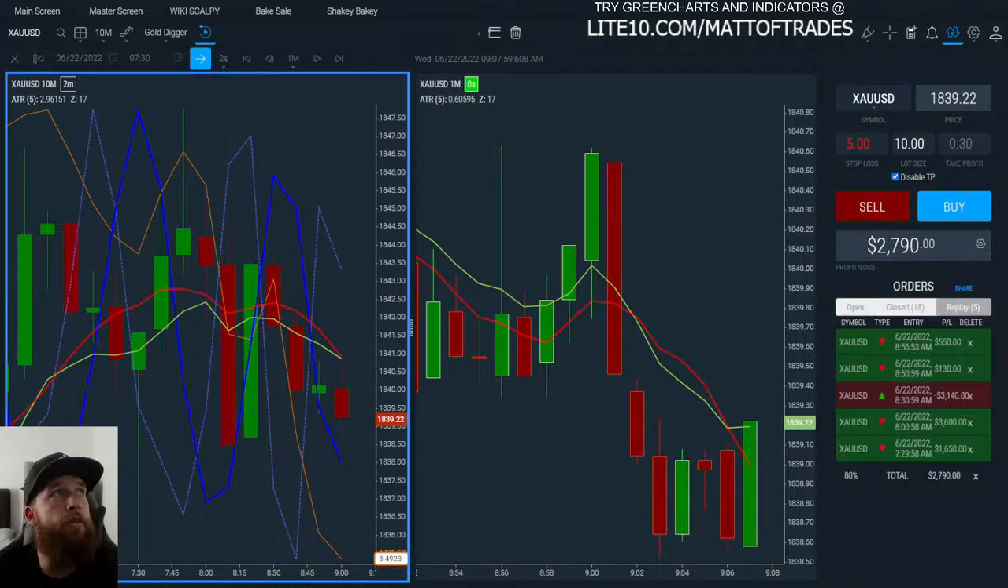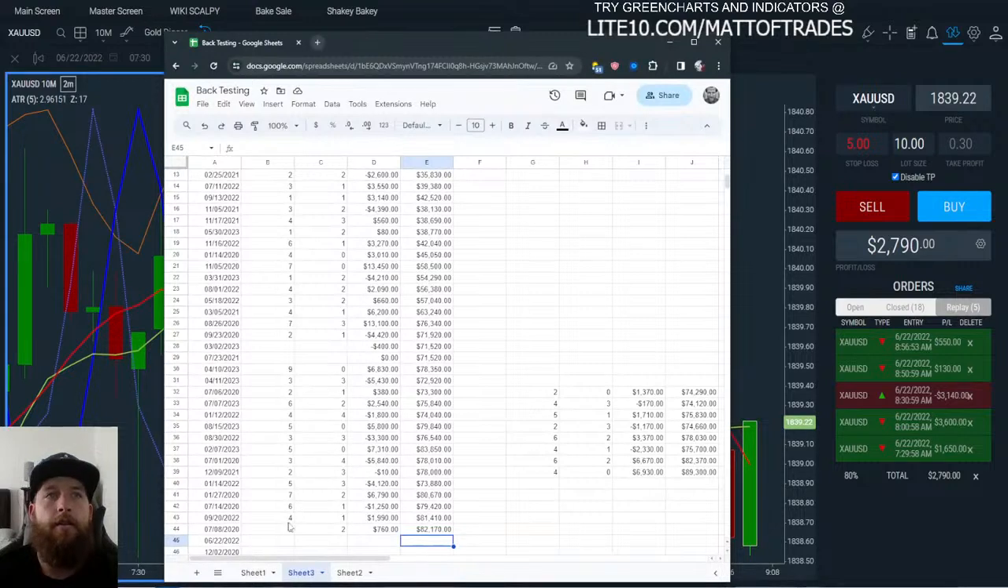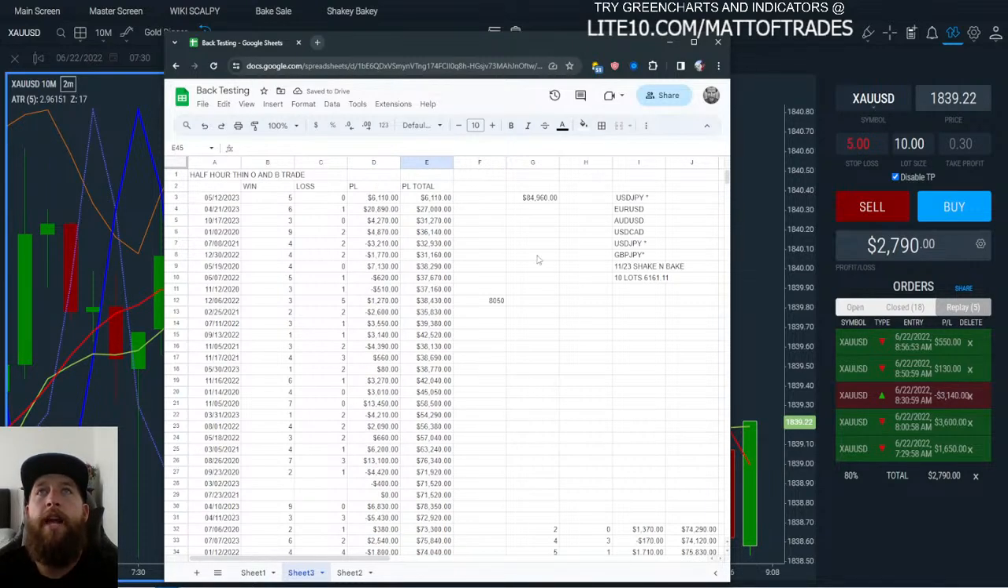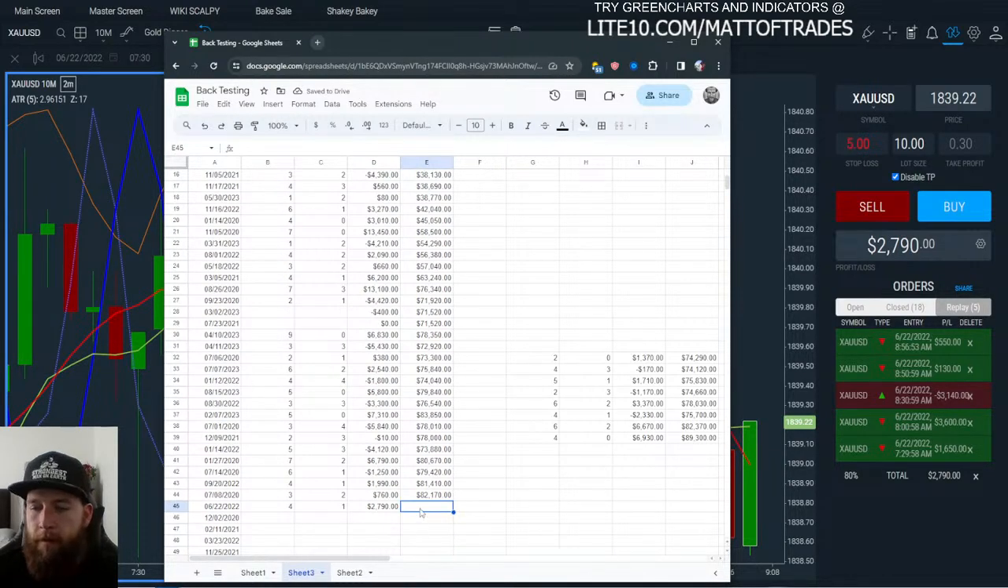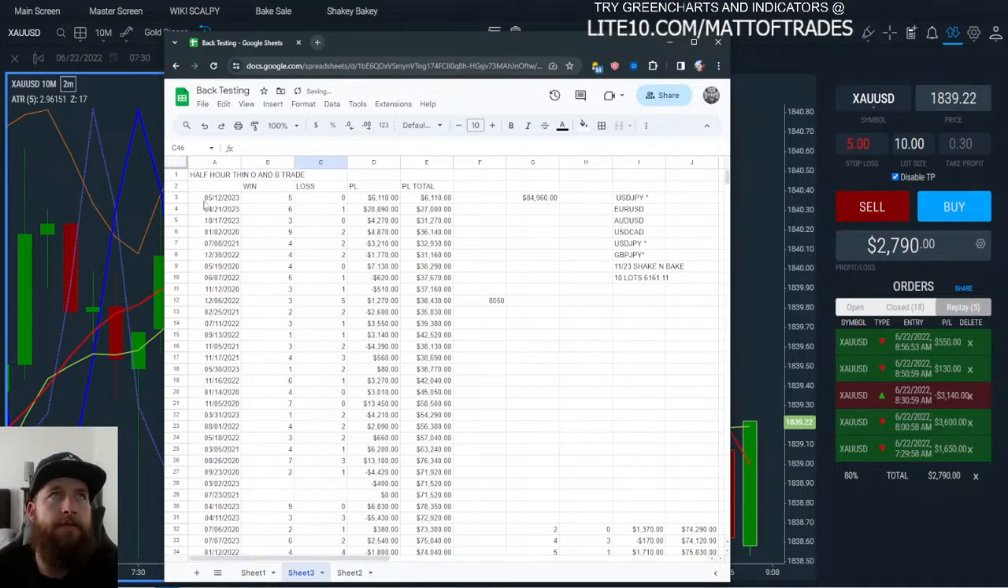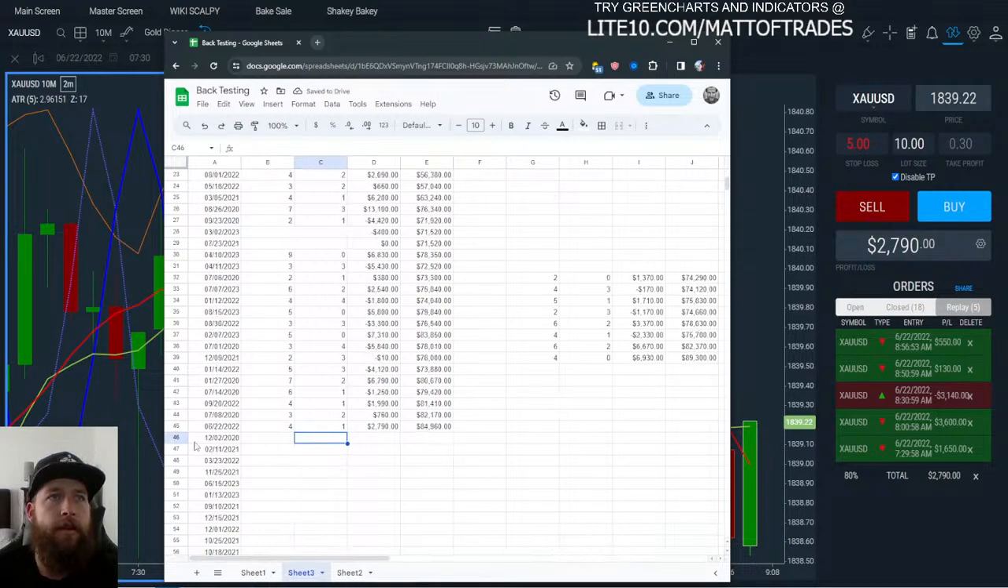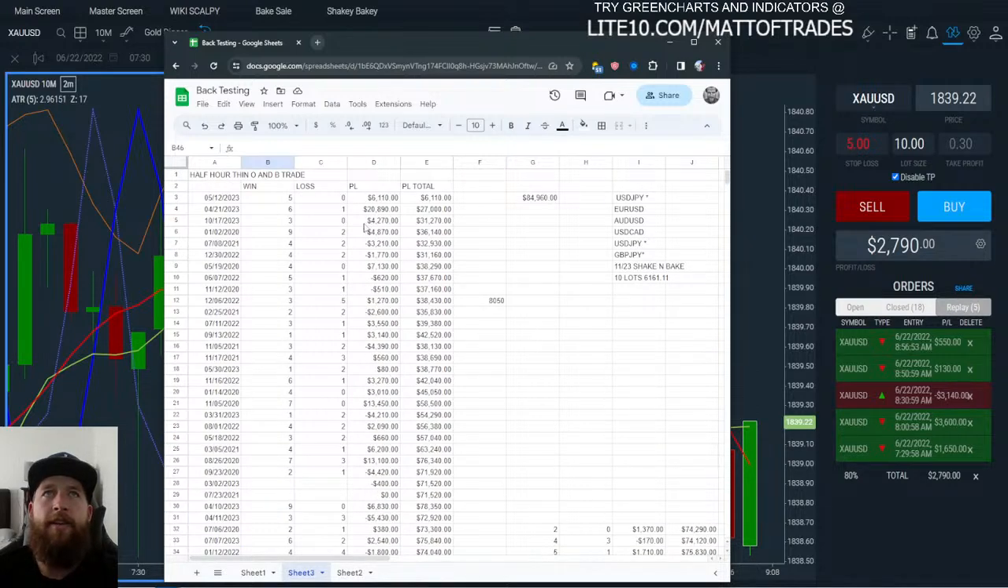1-4, lost 1. $7.90 P now for the day. Now we are up to 84,960. And this is 44 days of trading, almost $85,000 profit. It is worth noting there was one day that was $20,000 in one day.